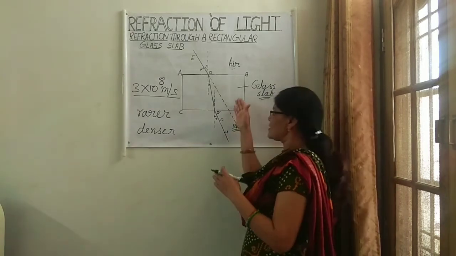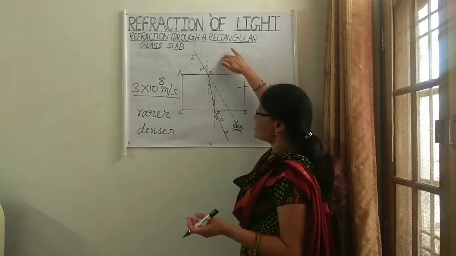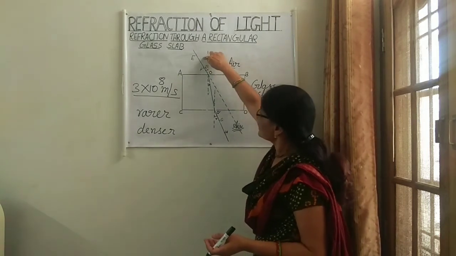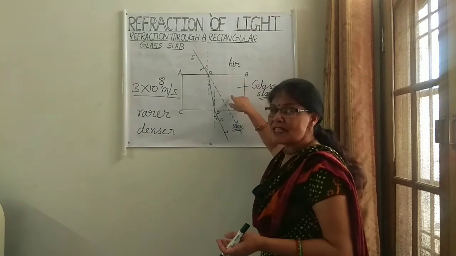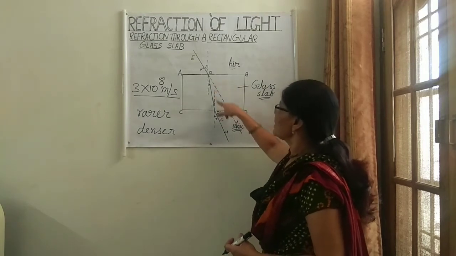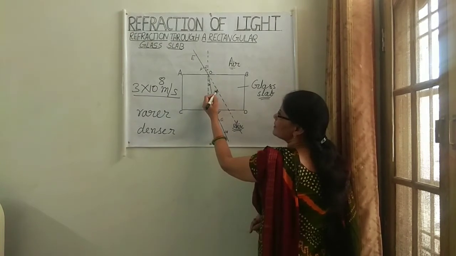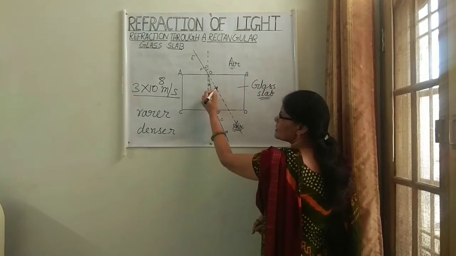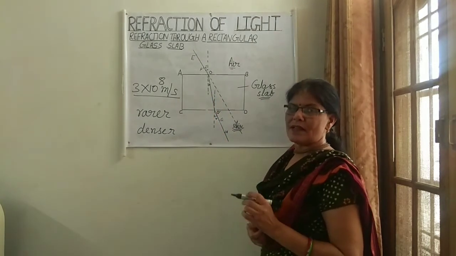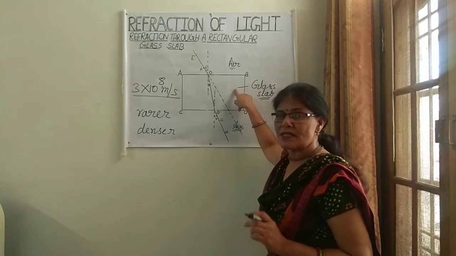And when it moves from denser to rarer medium, its speed becomes fast. So here this is the rarer medium and this is the denser medium. When light passes from rarer to denser medium, its speed gets slowed down. So instead of following this path, it is following this path. It bends towards the normal. This is our normal, and this light should follow this path, but instead it has moved towards the normal. So when the light ray passes from rarer to denser medium, it bends towards the normal.